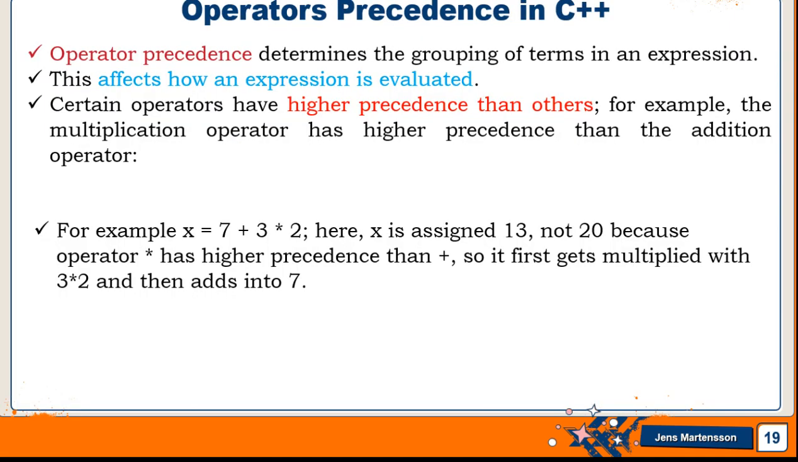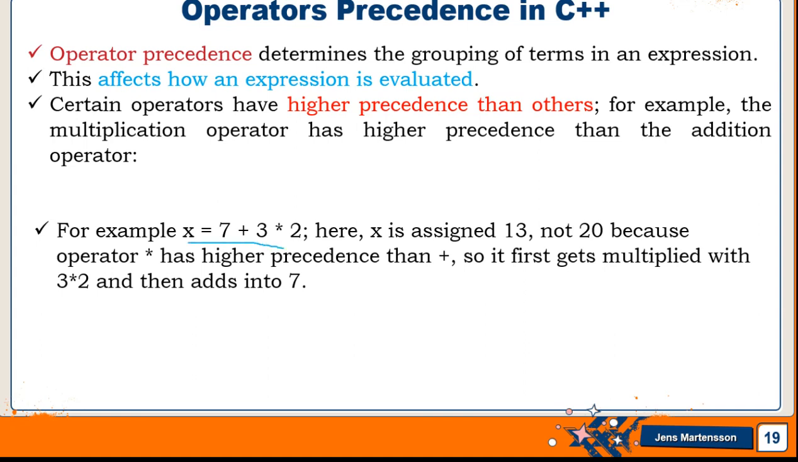Okay, so we have operator precedence. If we have two or three of these operators in the same expression, how does the compiler evaluate which one comes first or before the other? Like in normal maths, remember, bracket first. So operator precedence determines the grouping of terms in an expression. This affects how an expression is evaluated. Certain operators have higher precedence than others. For example, the multiplication operator has a higher precedence than the addition operator.